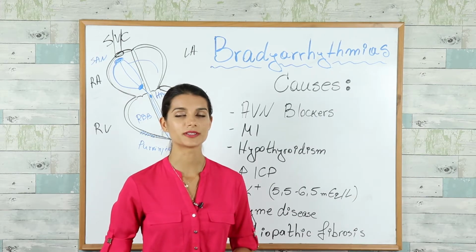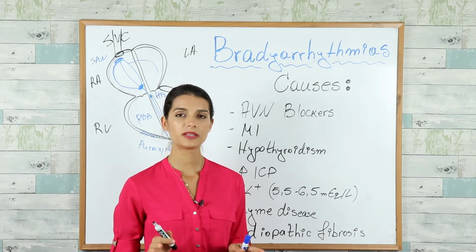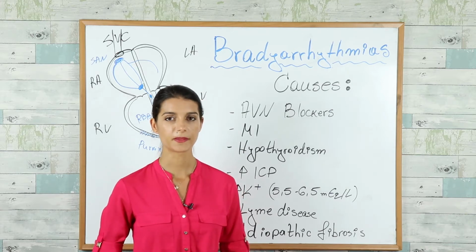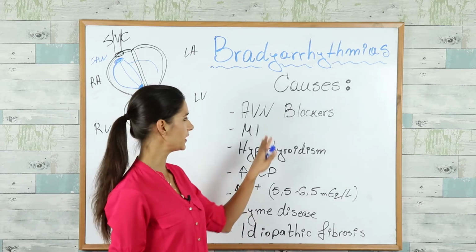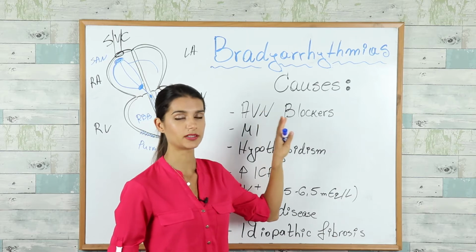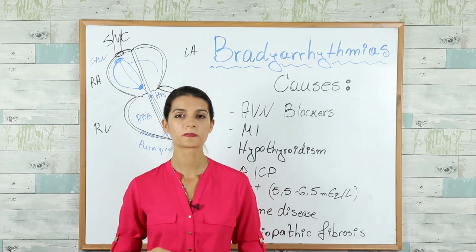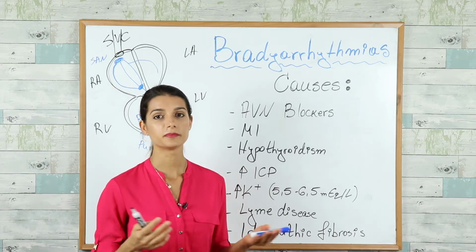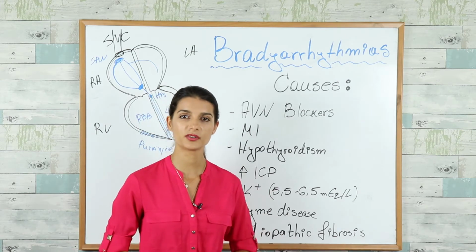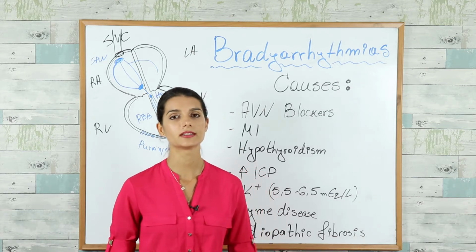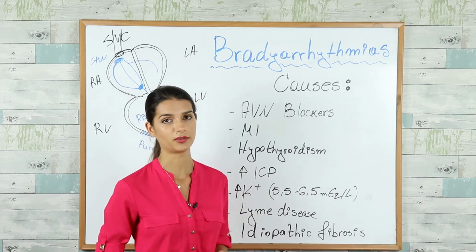Let's go over the causes of bradyarrhythmia. Always when a patient presents with bradyarrhythmia, think about reversible causes first. Like what, for example? Well, blockers of the AV node. It makes sense, right? If you block the AV node, the conduction will slow down. So what can block the AV node? Beta blockers? Yes. Calcium channel blockers? Yes. Digoxin? Yes. So look for these and stop them so you can improve the bradyarrhythmia.